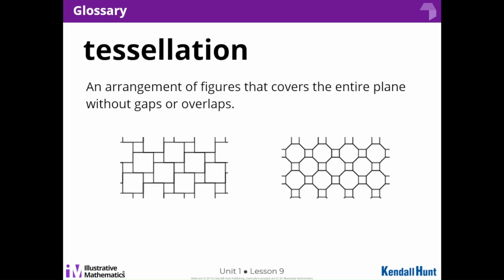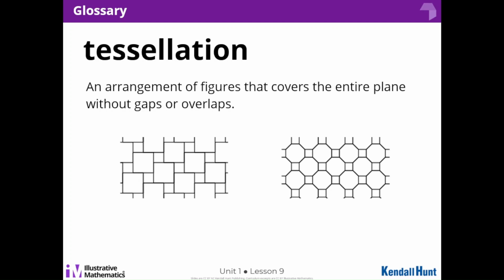And our last glossary term, which is a new one that we've not seen before, this is tessellation, an arrangement of figures that covers the entire plane without gaps or overlaps. So some common ones you may understand, something like a soccer ball, where we have two different shapes that are mixed together so that you cover the entire surface of the ball without having any gaps or overlaps.